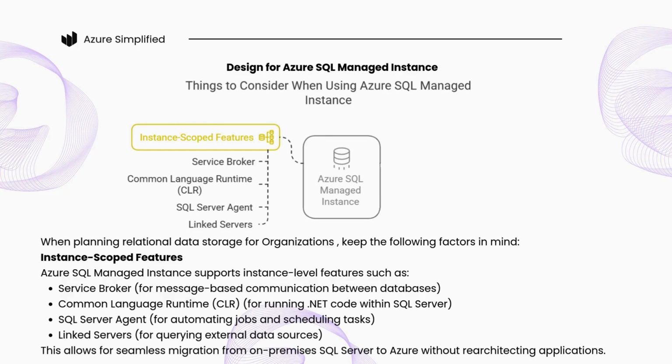Instance scope features. Azure SQL Managed Instance supports instance-level features such as Service Broker for message-based communication between databases, Common Language Runtime, CLR, for running .NET code within SQL Server, SQL Server Agent for automating jobs and scheduling tasks, linked servers for querying external data sources. This allows for seamless migration from on-premises SQL Server to Azure without re-architecting applications.